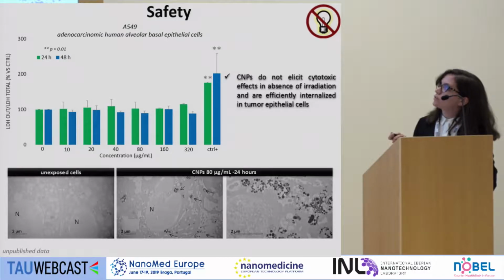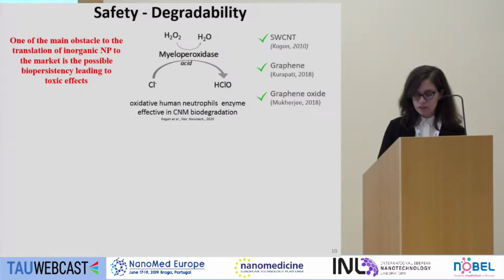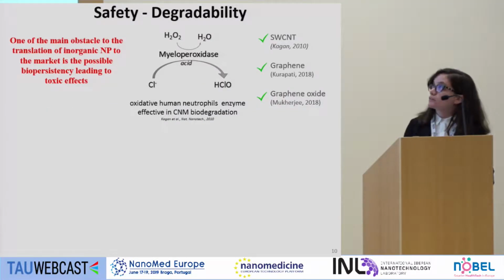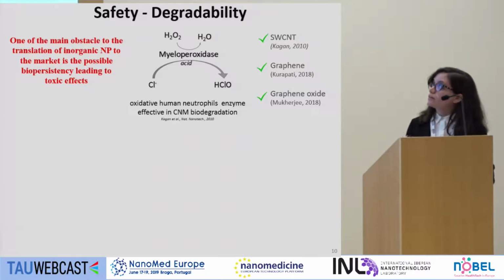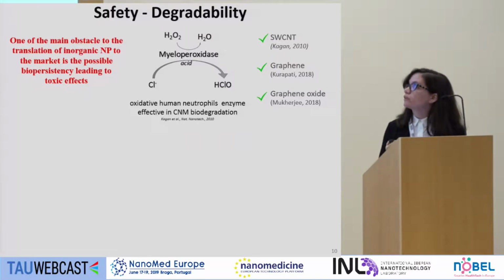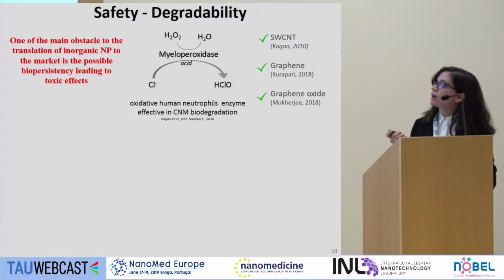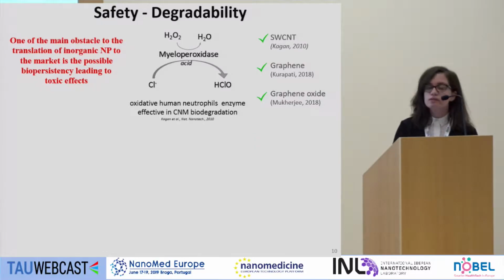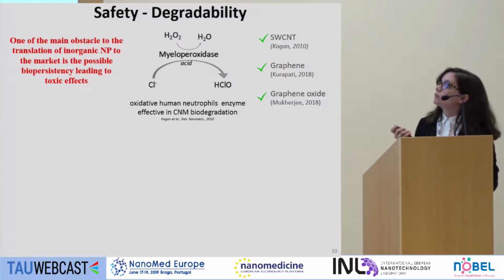These results were characterized in absence of irradiation. One of the main obstacles for the translation of inorganic nanoparticles into the clinic is their possible biopersistence in the human body, which could lead to toxicity. In the last decade, several studies report the degradability of the carbon nanomaterial by an oxidative enzyme, which is abundantly expressed in neutrophils. Its name is myeloperoxidase, and myeloperoxidase is able to degrade single-wall carbon nanoparticles, graphene, and graphene oxide.